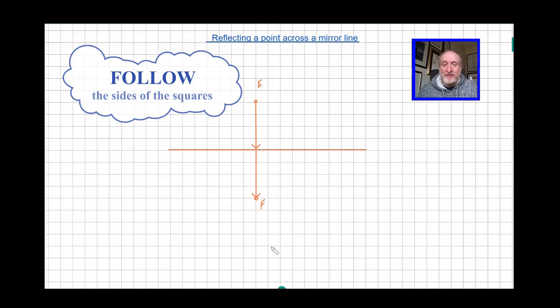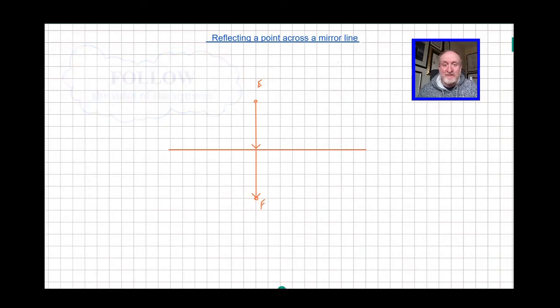And I can, if I want to, also go up. So in this case we'll have point G, and we'll go, well, it seems the same, doesn't it? 1, 2, 3, 4 up. So that means I go 1, 2, 3, 4 up on the other side, and I'm going to label that point H. There we go. That's reflecting a point across the horizontal mirror line.